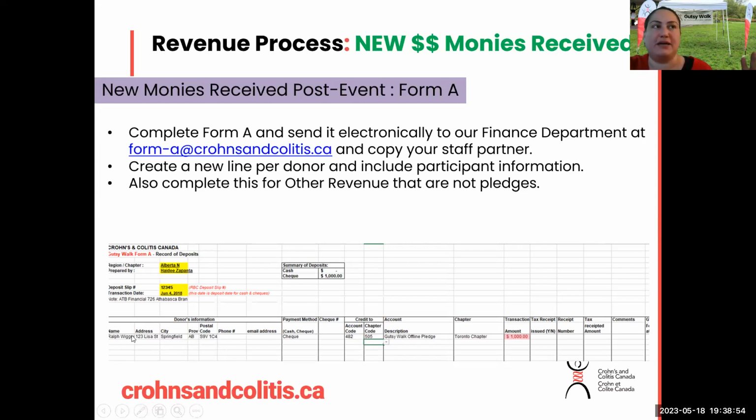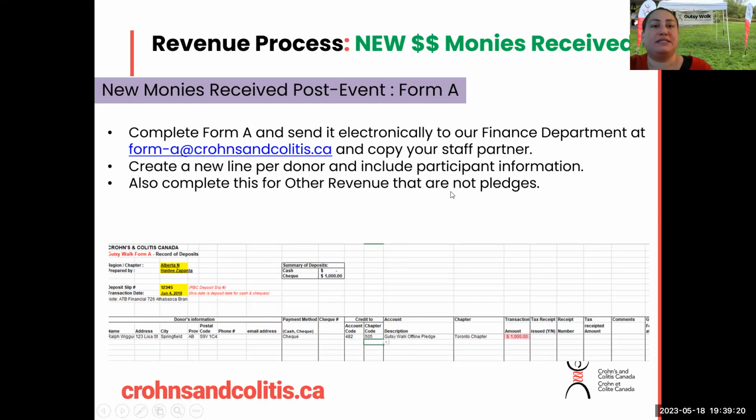So it will only be a few, probably. And then when you complete the Form A, please send it electronically to our finance department at cronsandcollides.ca, and make sure to copy your staff partner. Our finance department always needs to get a Form A, otherwise that money won't be coded to your location.